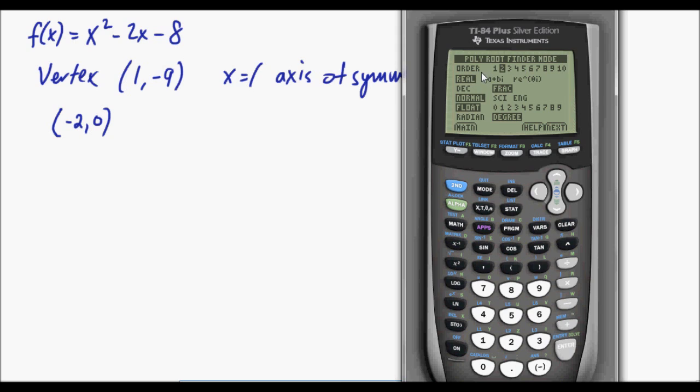It's an order of 2. So if the x is to the third power, you just change that to 3. And we can enter this in. It's just enter in the coefficients. So it's going to be 1, -2, and -8. Okay, and we just press solve.